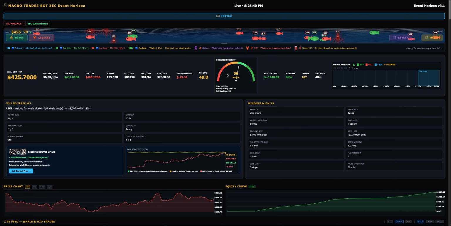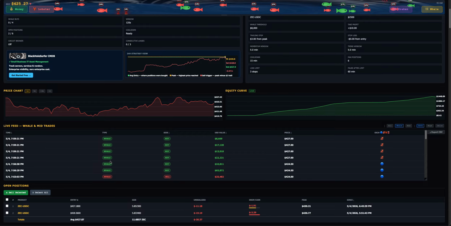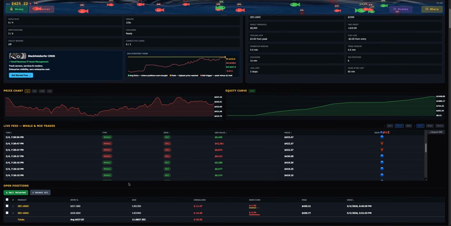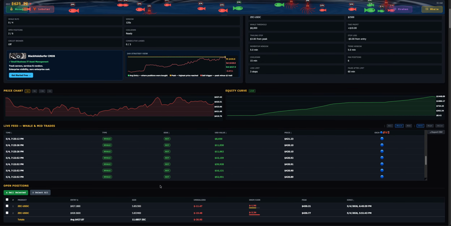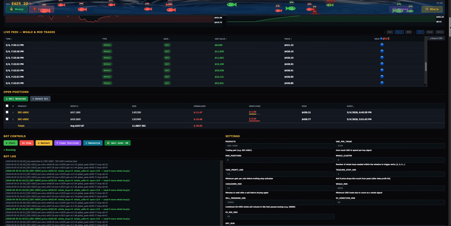425, 56. We got 1, 2, 3, 4 whales in a row. So there should be a buy. Okay, so let's see. Maybe we'll get a buy here in a minute. 723. No, that was 5 minutes ago.